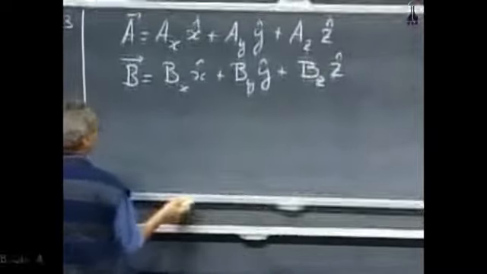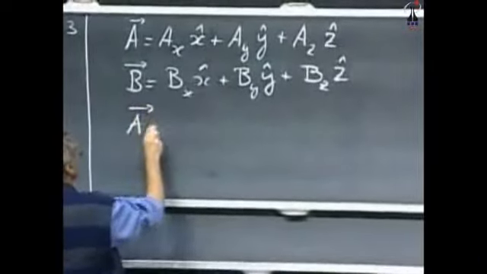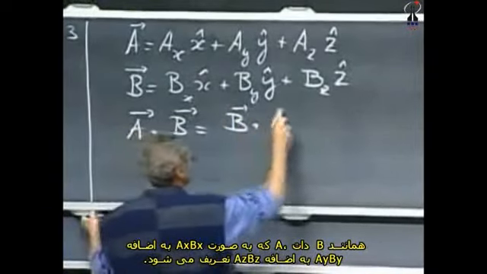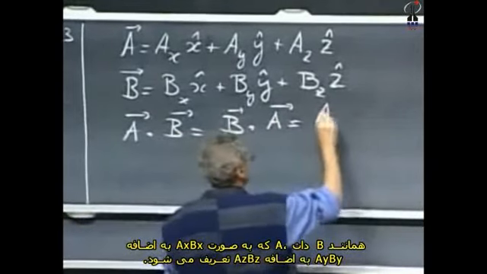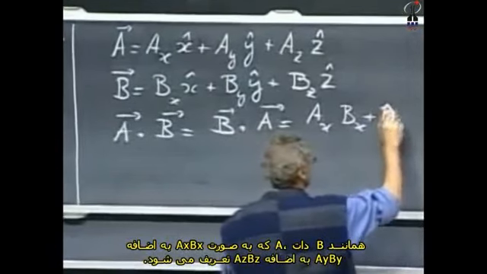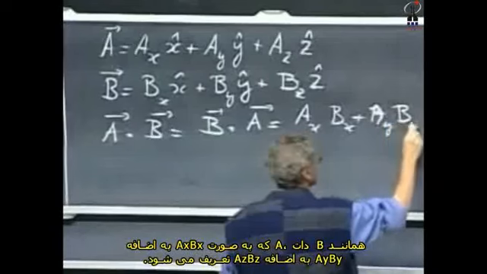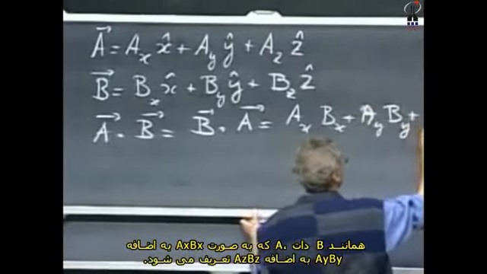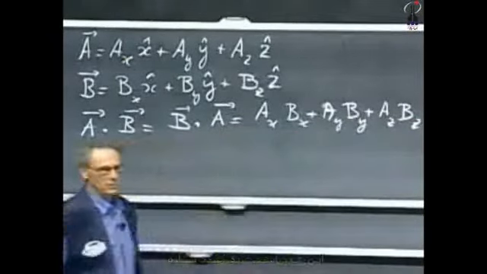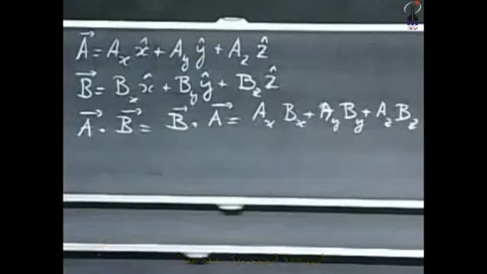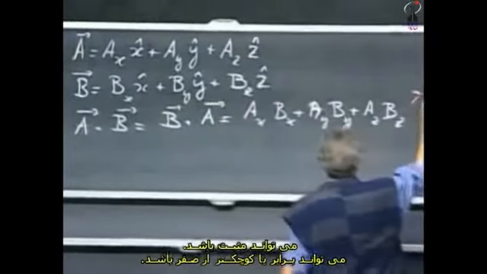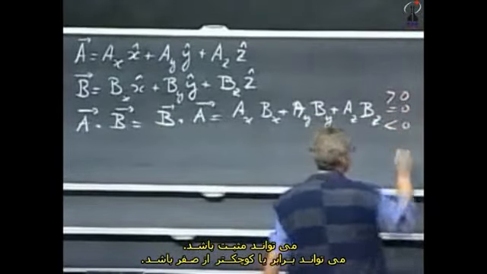Now the dot product, A dot B, also called the scalar product, is the same as B dot A, and it is defined as AX BX plus AY BY plus AZ BZ. It is a number. It is a scalar. It is a simple number. And so this number can be larger than 0. It can be positive. It can be equal to 0. It can also be smaller than 0.